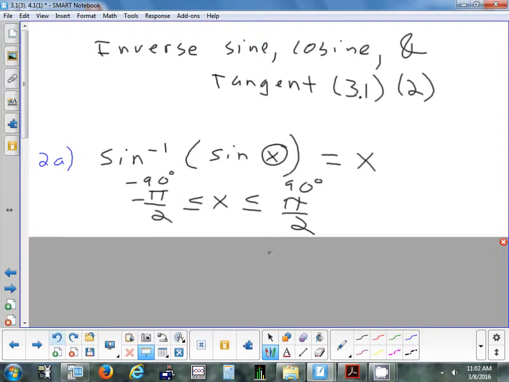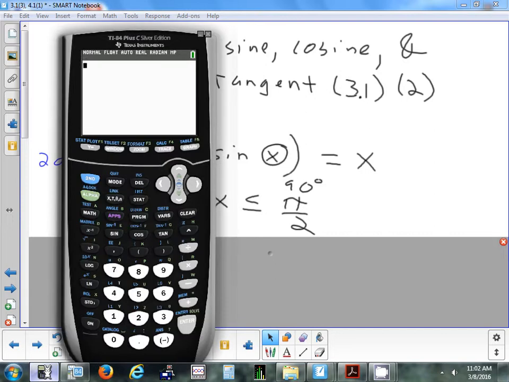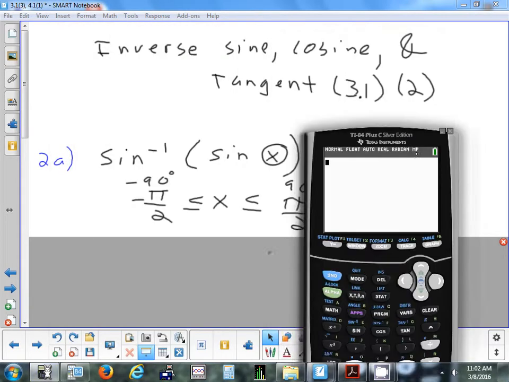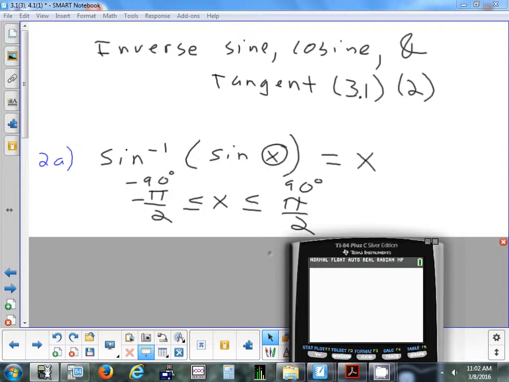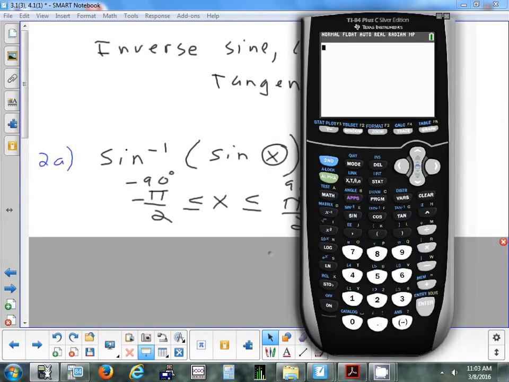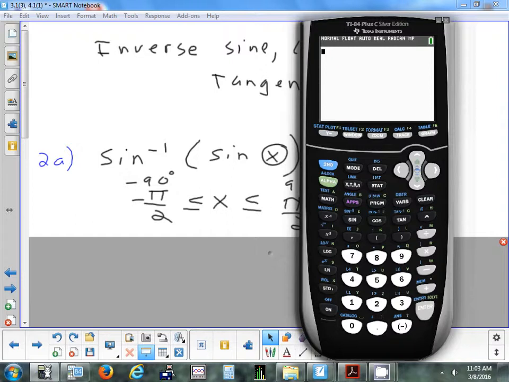Let me show you an example. I'll type in a number that's between what I'm telling you, and then I'll type in one that's not between. Now, can it be 90 or negative 90? Yep, it can equal. So in this case, it's the less than or equal to.